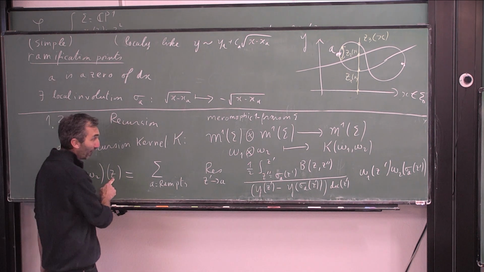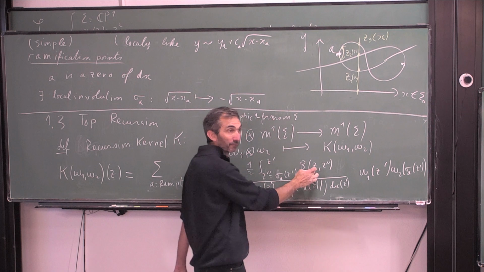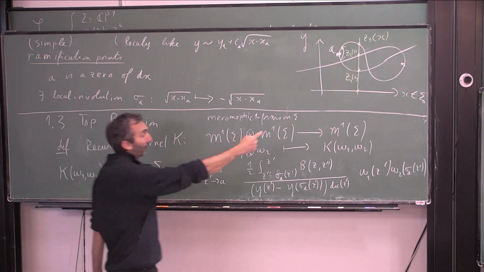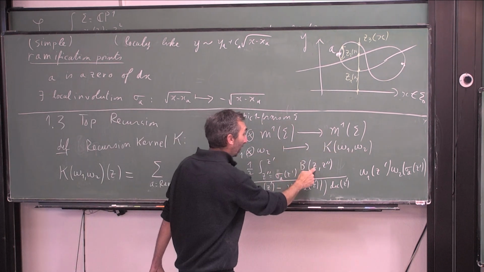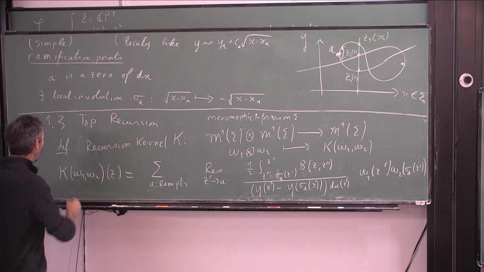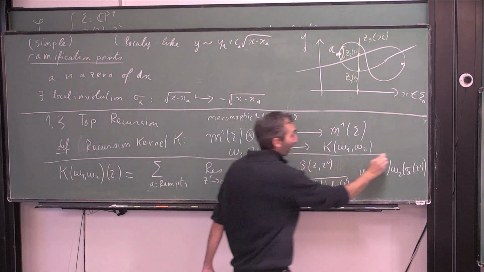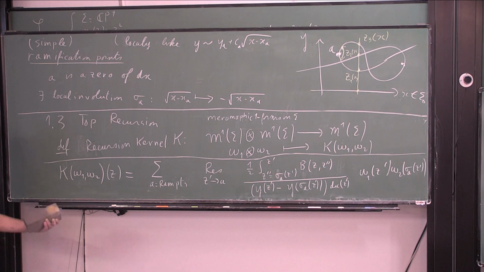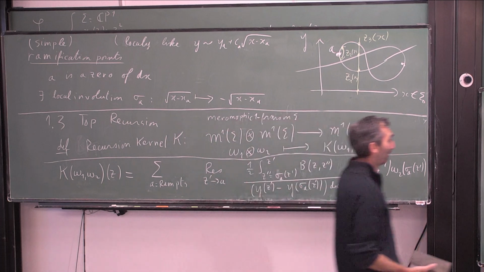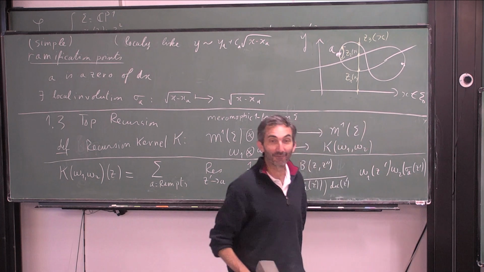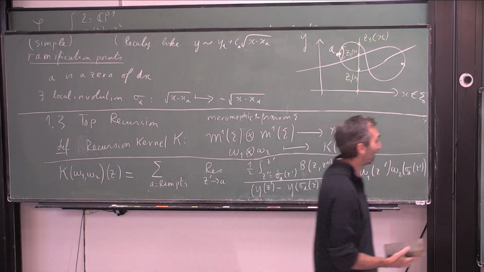The variable z appears only here. The variable z of the output is only in the B. Okay. So this looks like a very strange definition, but this operator is well defined. And when you apply it to a pair of 1 forms, you get a 1 form. It looks like a strange idea to introduce this object, but this is what works.